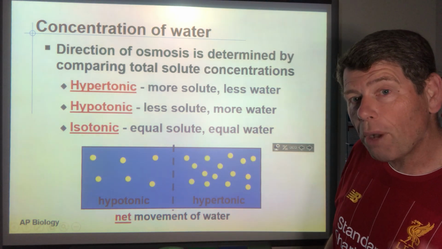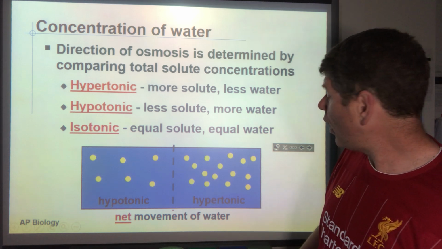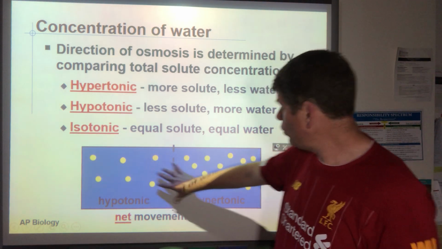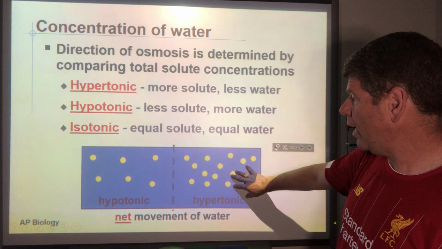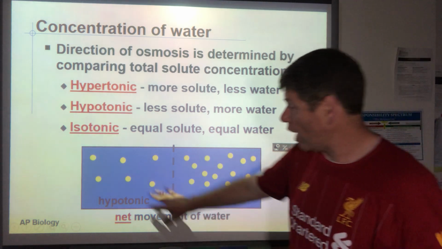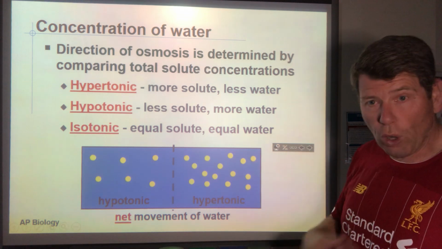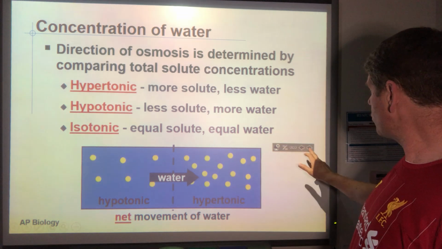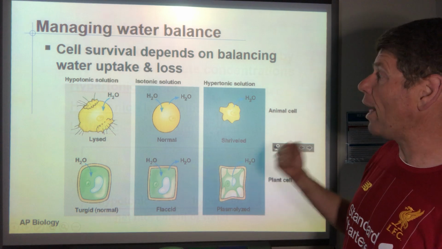Well, it's going to move from high to low water concentration, or from the hypotonic side to the hypertonic side. So water should be flowing to the right, because it's actually trying to balance out the concentrations. And there's just lots more water over here than over here. So water likes to flow to the hypertonic side. So there we go, water's moving to the right. Again, guys, cell survival depends on this whole balance.